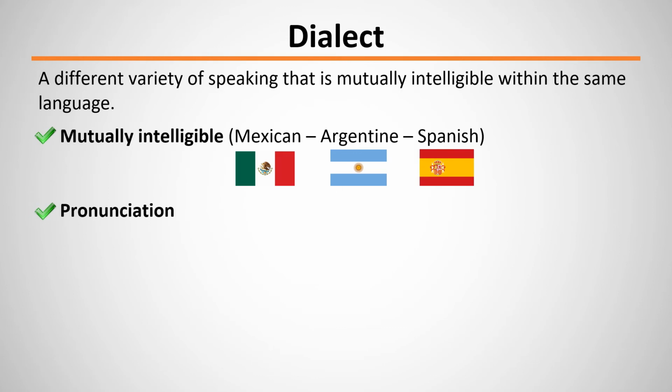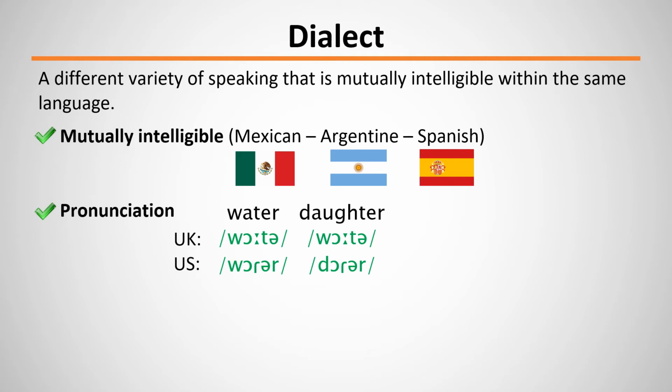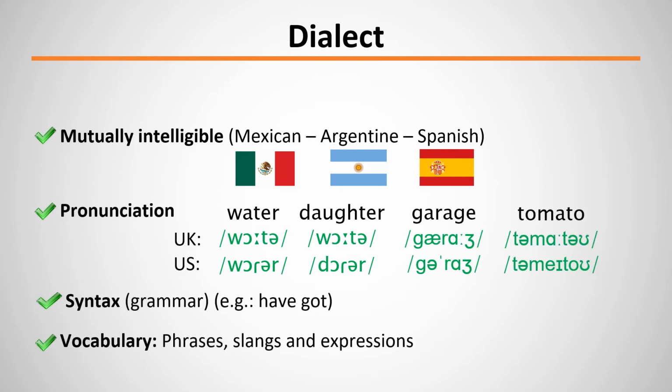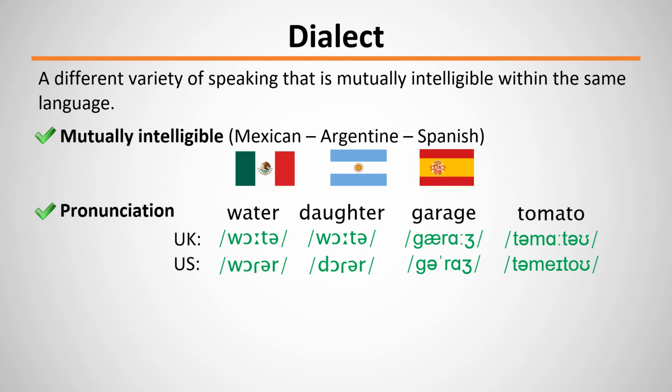Pronunciation. It's the way we pronounce certain words. For example, the difference between American pronunciation and British pronunciation can be noticed when we use words like water, daughter, garage, tomato. These are some examples with American Standard English and British Standard English.